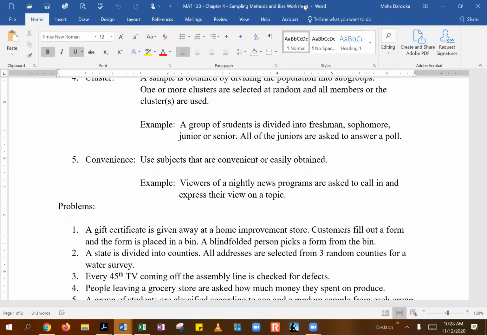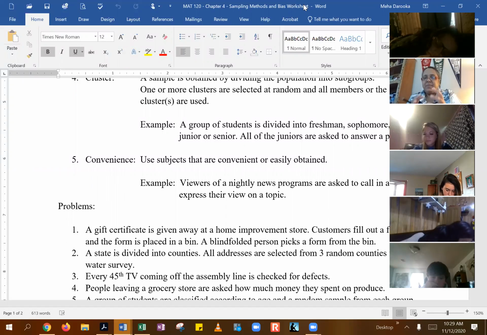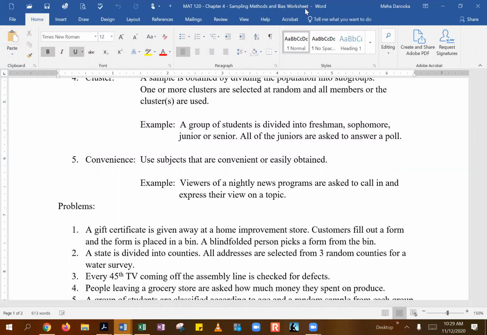Convenience, as the name suggests, is basically the most easily obtained sample that you can get. An example here could be viewers of a nightly news program being asked to call in and express their view on a topic. If these people are watching this nightly news program, more than likely they are regular watchers, right? They probably watch this every night. And if they are being asked to call in, people are volunteering themselves, right? They're saying, oh yeah, I want to call in. I want to give an opinion on whatever the topic may be for that day and express their view.